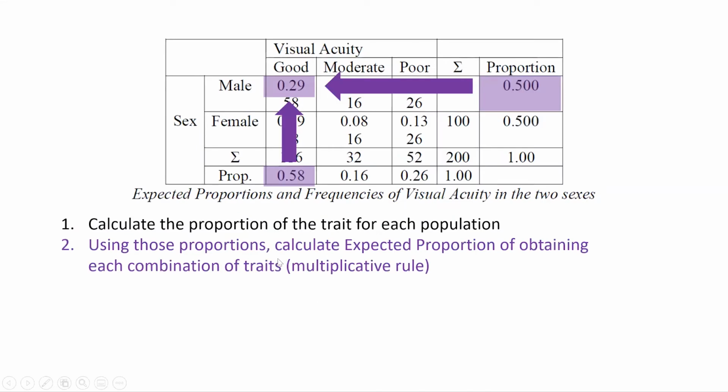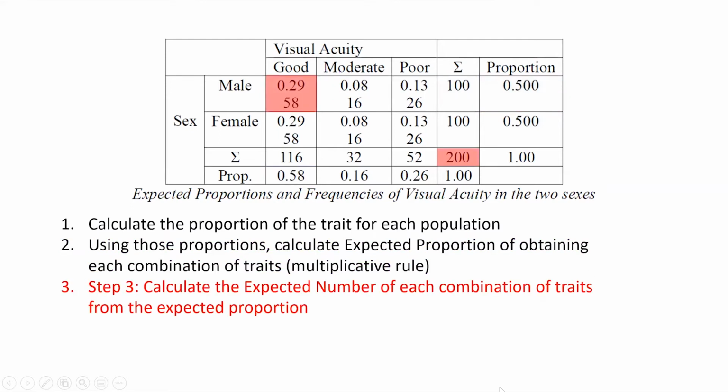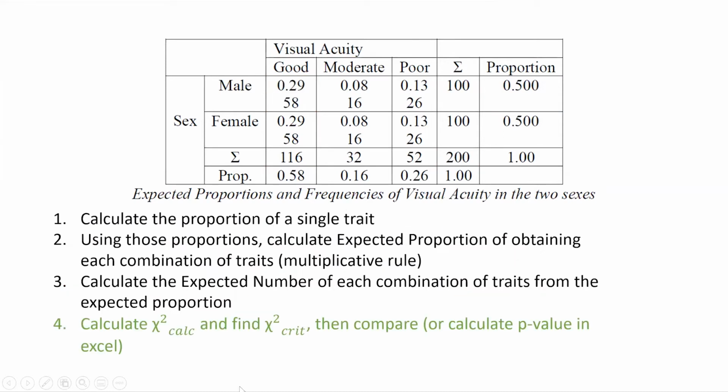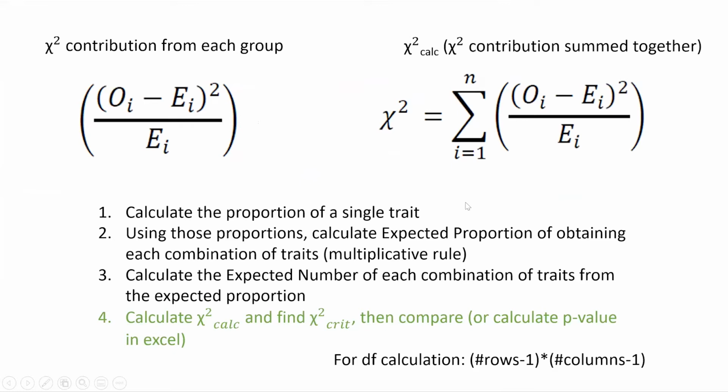So using those proportions, we then calculate the expected proportion of obtaining each combination. So again, the same thing that we just did for independence. We then calculate our expected number of each combination of traits from the expected proportion. And then we calculate our chi-squared calc and chi-squared crit and compare. These slides should look similar because they're exactly the same slides from independence.